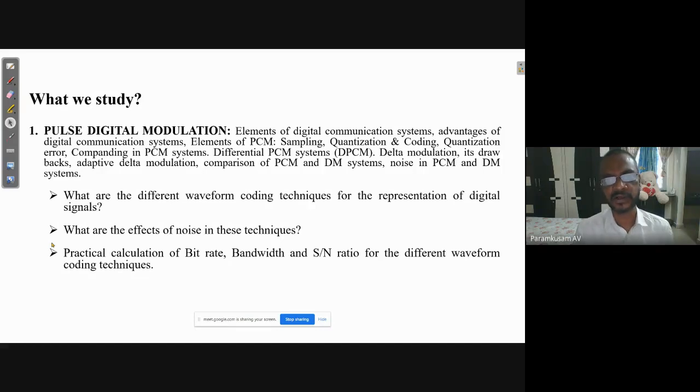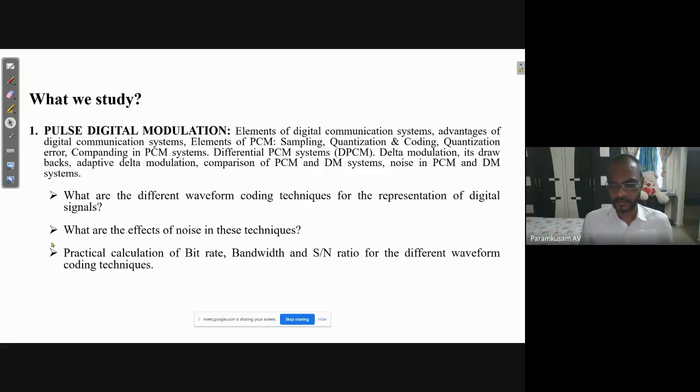Then the question is, what is the data rate? At what data rate is that signal transmitted? What is the bandwidth of the channel occupied by the communication system? What is the signal to noise ratio? That is, what is the quality of that signal? For all these questions, you can answer after completing this first unit. Okay. And next class, I will ask you questions. You write whatever you listen to in this class.